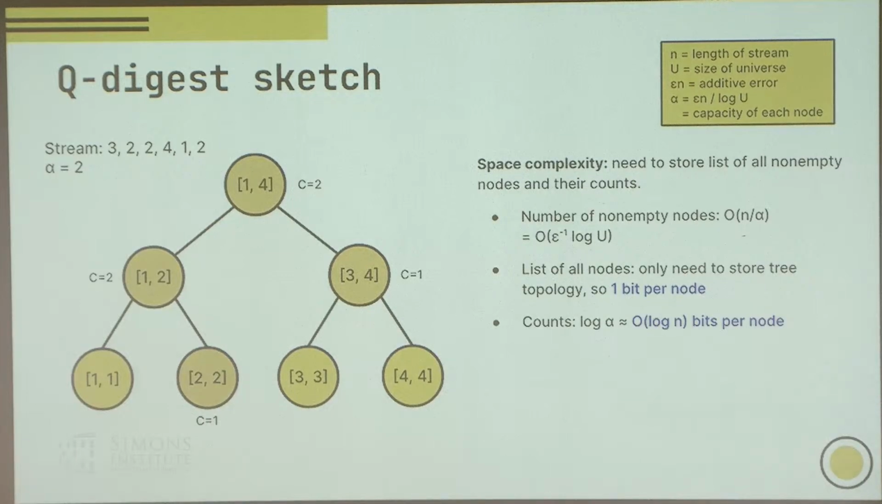Storing the counts is more expensive though, right? As I've described this, we only need to store a number from 1 to alpha. And that's going to be log alpha bits per node. Alpha is roughly n, roughly speaking. So counts are about log n bits per node, which is pretty expensive. So the total storage we get for QDigest, in bits, is epsilon inverse times log u times log n. Notice that I've written it in bits instead of words here because it's more precise.